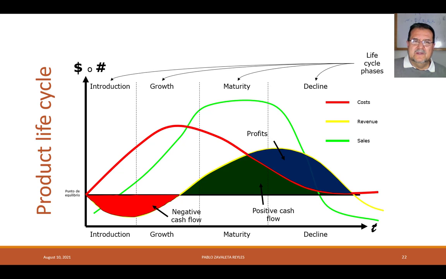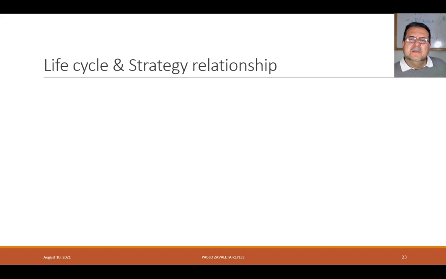Those are pure profits. We're covering all our costs from our sales with plenty to spare. And finally, towards the end, we incur again in losses. So, there are four phases here: introduction, growth, maturity, and decline. What are the relationships between the life cycle and strategies?